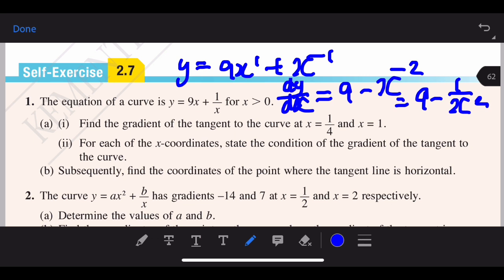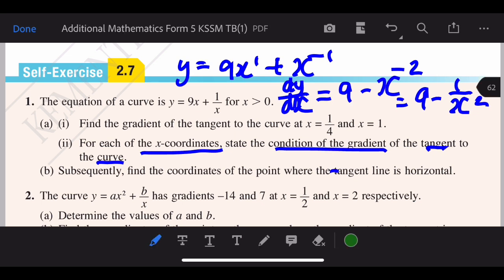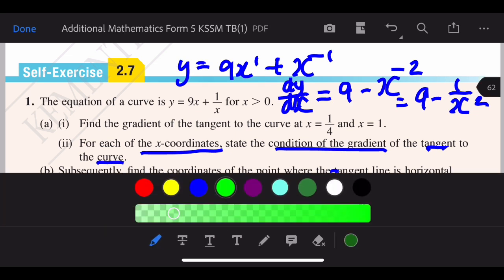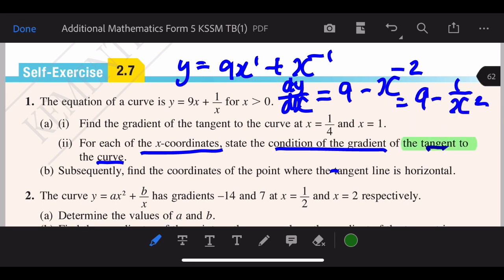It's very easy, right? And then for each of the x coordinates, state the condition of gradient of tangent to the curve. That means you have to write, is it positive or negative, or is actually horizontal. So when you substitute, you will find the value and state whether it is positive or negative or equal to zero. Subsequently, find the coordinate point where the tangent line is horizontal. Means what? Tangent line is horizontal. It means that turning point, right?